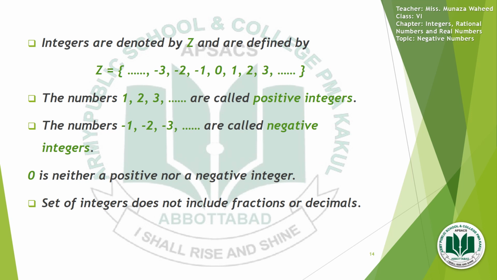The numbers 1, 2, 3 and so on are called positive integers, and the numbers -1, -2, -3 and so on are called negative integers. And what about 0? 0 is neither a positive nor a negative integer. Another thing to remember is that the set of integers does not include fractions or decimals.